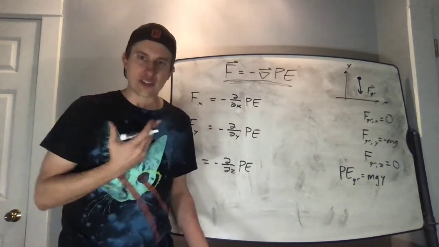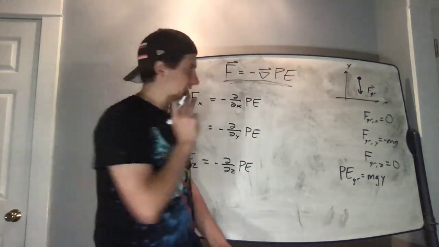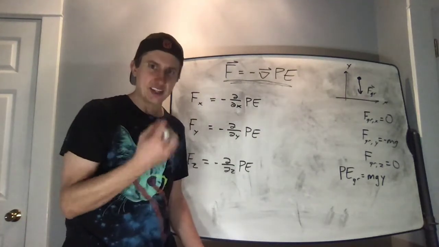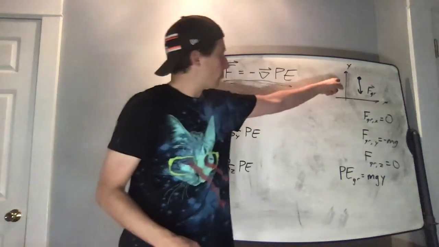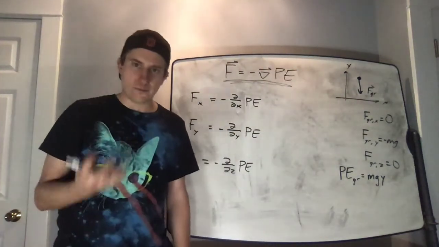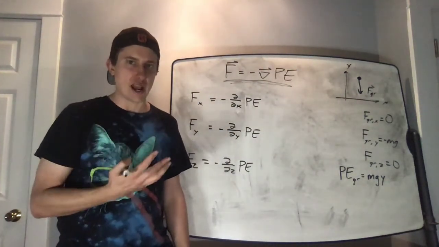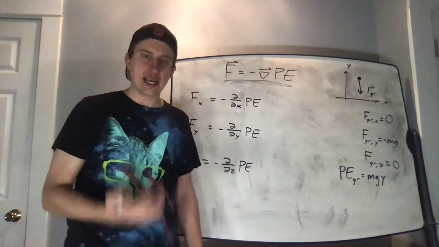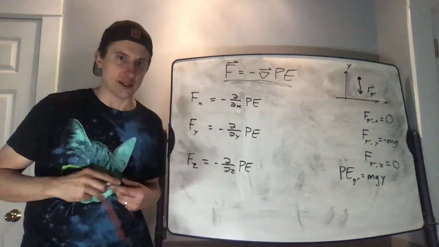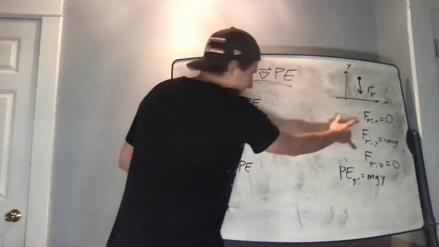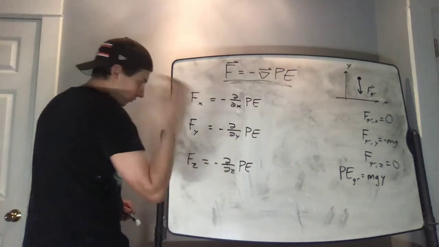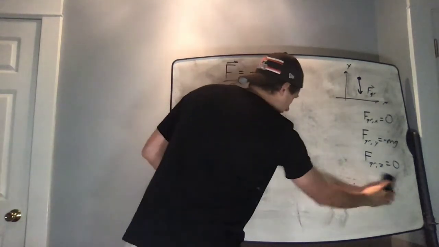We said horizontally to the right is the x direction, horizontally out of the board is the z direction, and vertically upward is the y direction. Therefore, I expect the force of gravity to be negative mg in the y direction and 0 in the other two directions. Is this what we find if we plug this potential energy due to gravity in over here? So let's try that out.